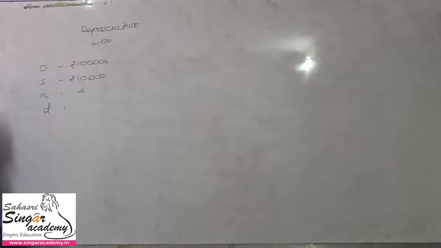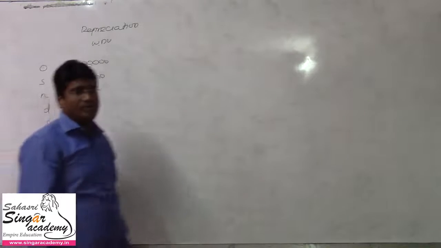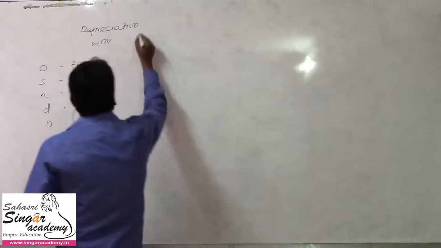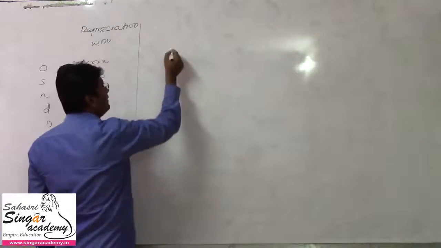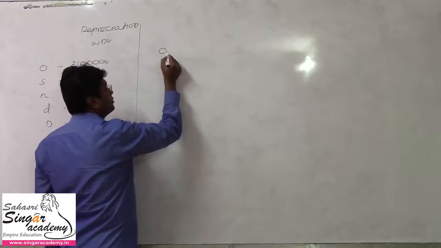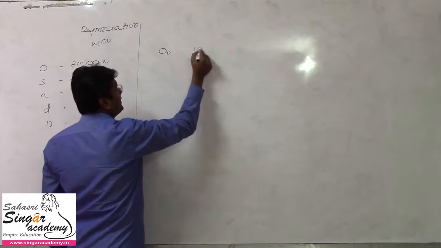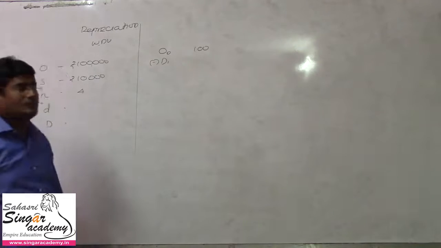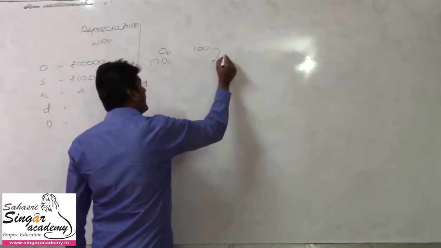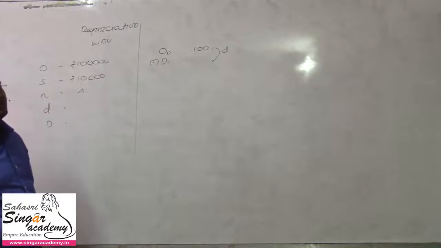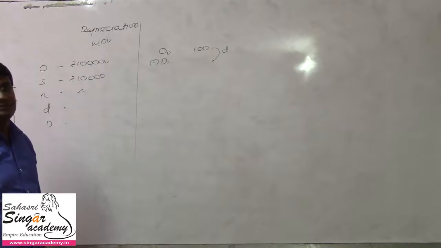Small d represents rate of depreciation. Capital D represents amount of depreciation. You are aware that depreciation calculation is this way under the WDV model. If the original value of an asset at the 0th period is 100 rupees, for the first year depreciation you multiply this 100 by the rate of depreciation. Capital D represents amount of depreciation, small d represents rate of depreciation.